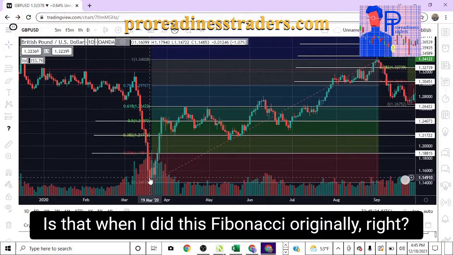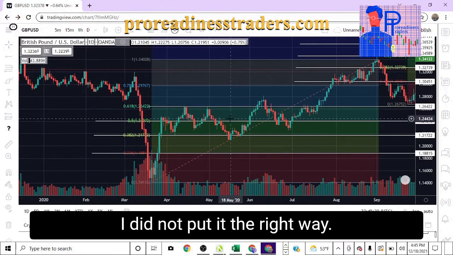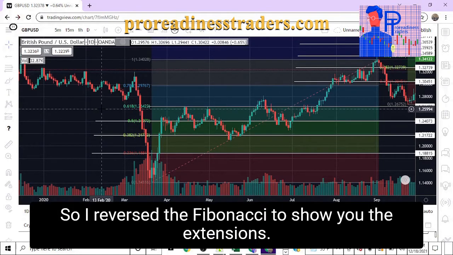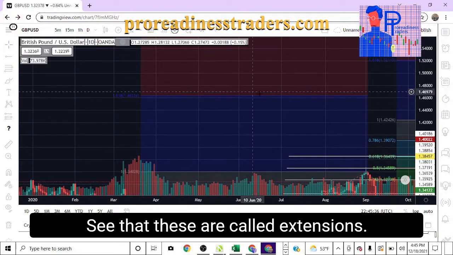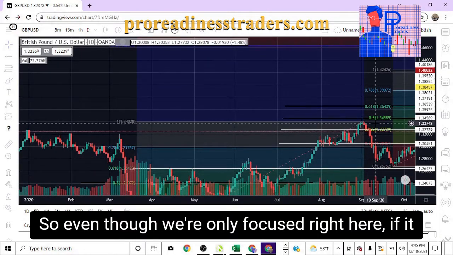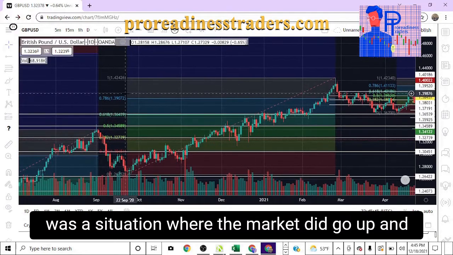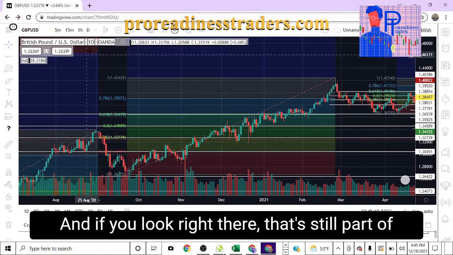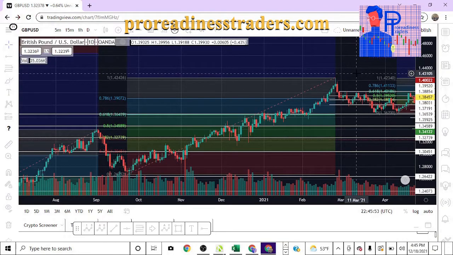When I did this Fibonacci originally, I did not put it the right way. So I reversed the Fibonacci to show you the extensions. See that? These are called extensions. So even though we're only focused right here, if it was a situation where the market did go up, and you can see it starting to go up right here, and if you look right there, that's still part of this extension. That extension could possibly still be in effect, right?